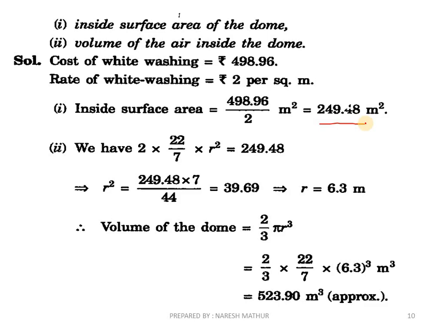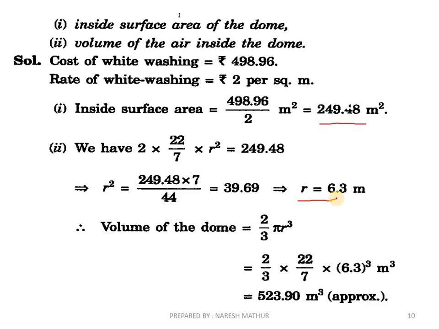Listen, we have just total paid 498.96 rupees and the rate was given as 2 rupees per square meter. It means the total surface area, so inner surface area, was the cost upon the rate, that is 498.96 upon 2. So by this we can get the inner CSA of the dome. Now we can equate it to 2 pi r square so that we can get the value of r. So here r square is given as 39.69. By taking square root both sides, we can get the value of r, that is 6.3.